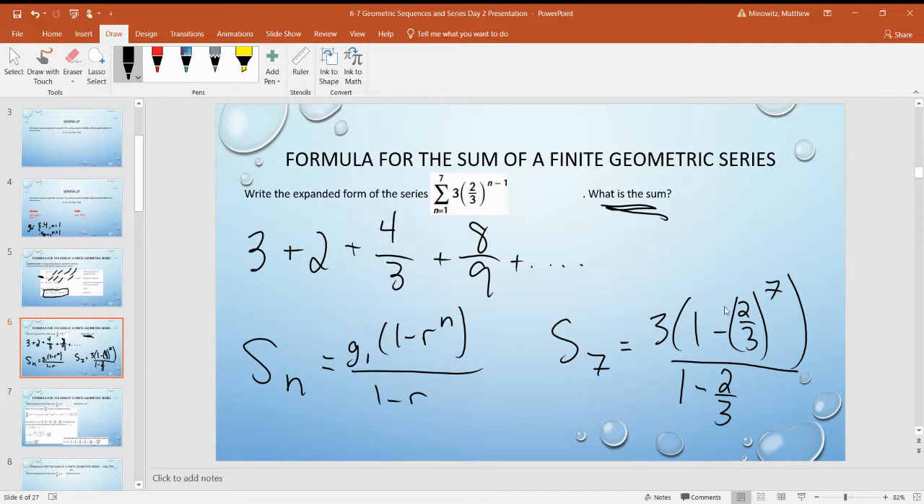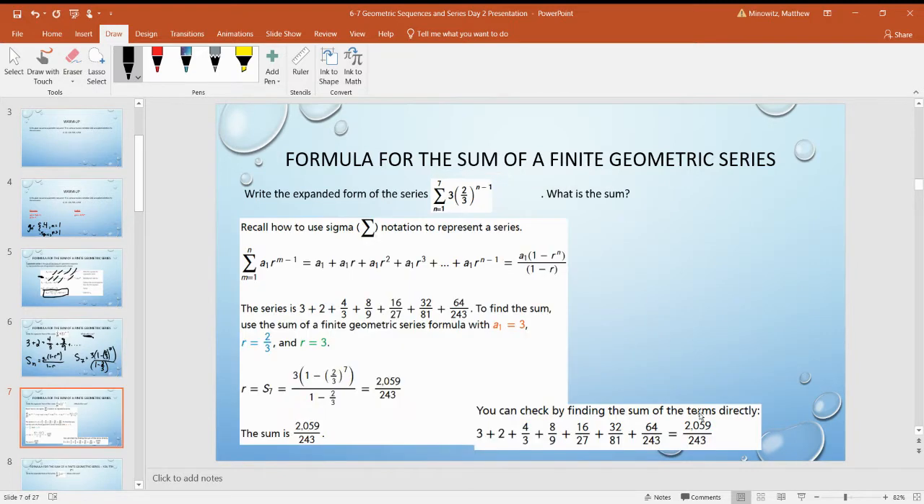Now I put parentheses in very specific locations. I'm not distributing. I'm letting my calculator do all the work. And you may want to put your denominator in parentheses. That's generally a very good idea. So now I can add up 3 plus 2 plus 4/3 plus 8/9, these 7 terms, to see if you can get an answer. Or I can use this formula and get an answer. Either way, I get 2059 over 243, or if they want a decimal, my calculator will give me that too.